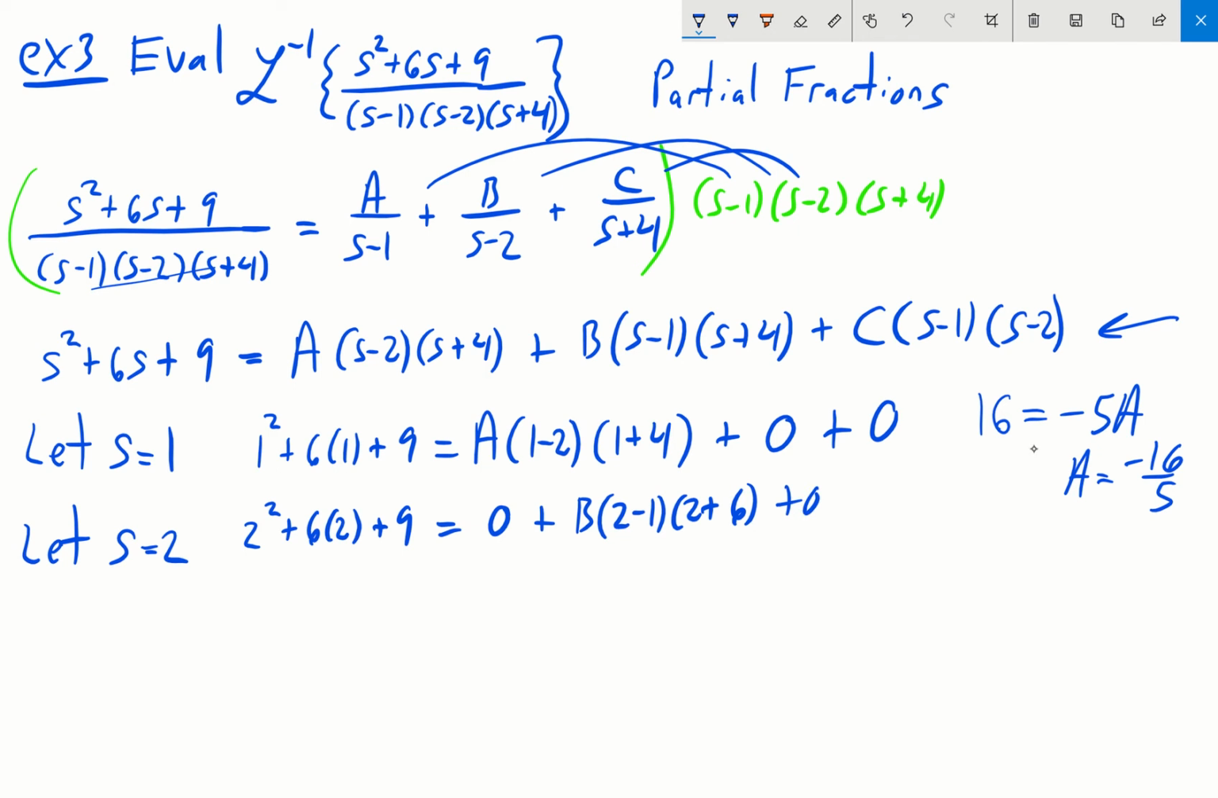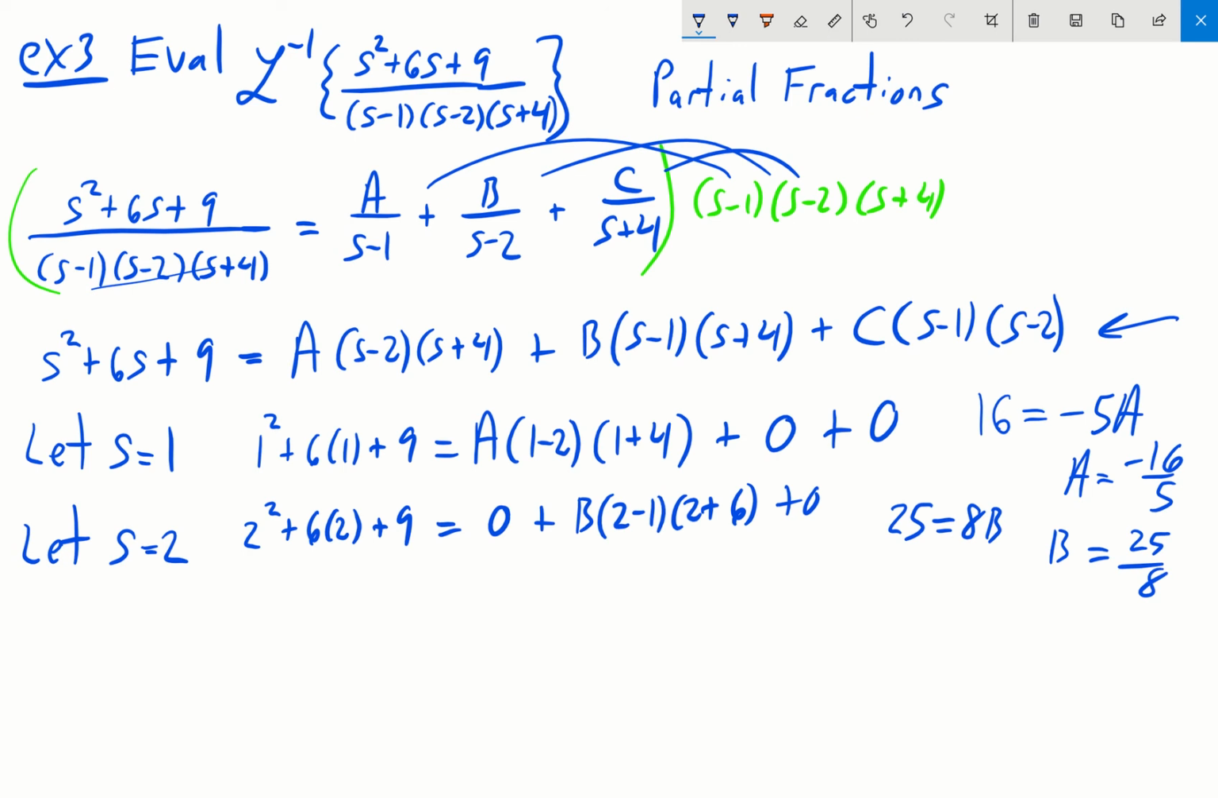2 squared is 4. 6 times 2 is 12. 4 plus 12 is 16, and then 16 plus 9 is 25. So we get 25 is going to be equal to, this is going to be 1 times 8, which is 8. So we get 25 equals 8b, and therefore b equals 25 eighths.